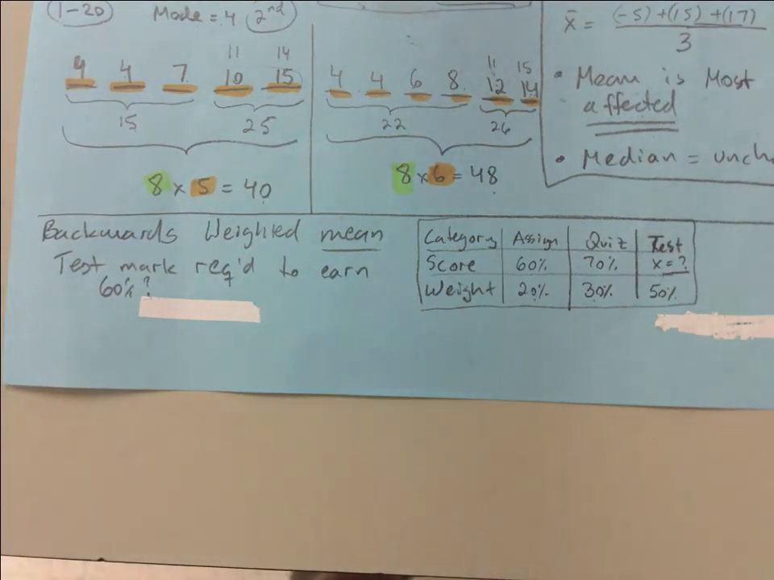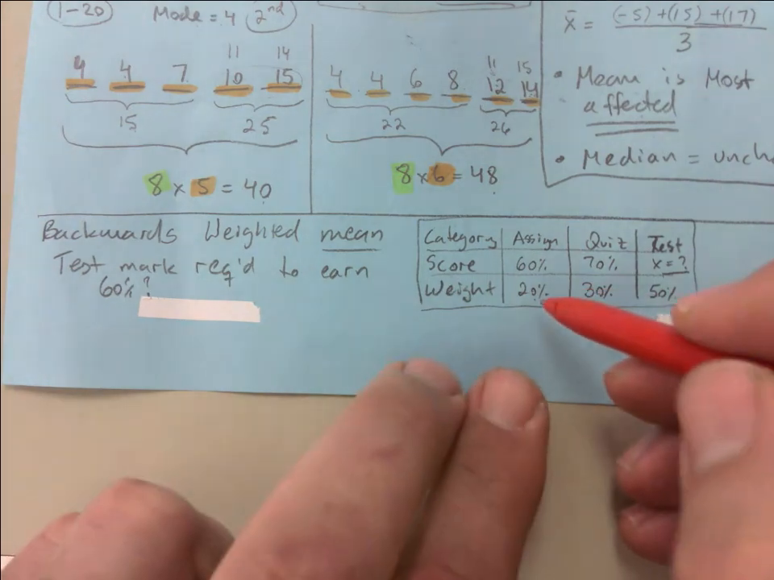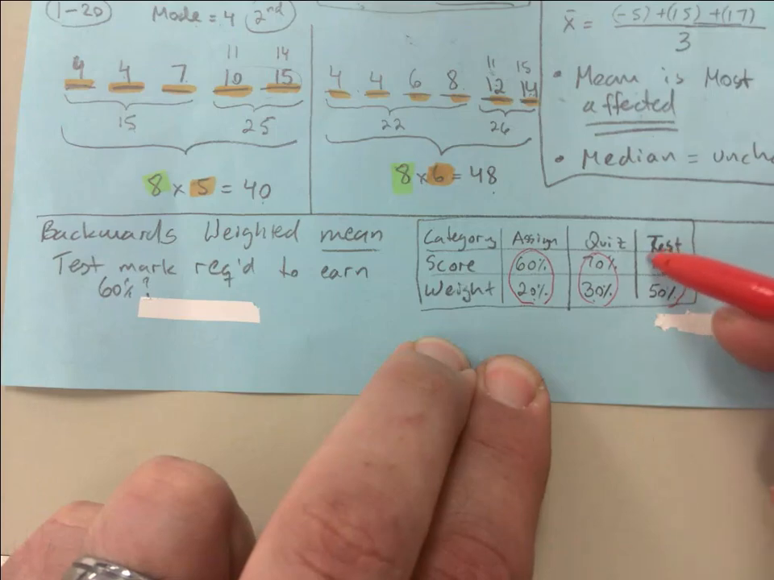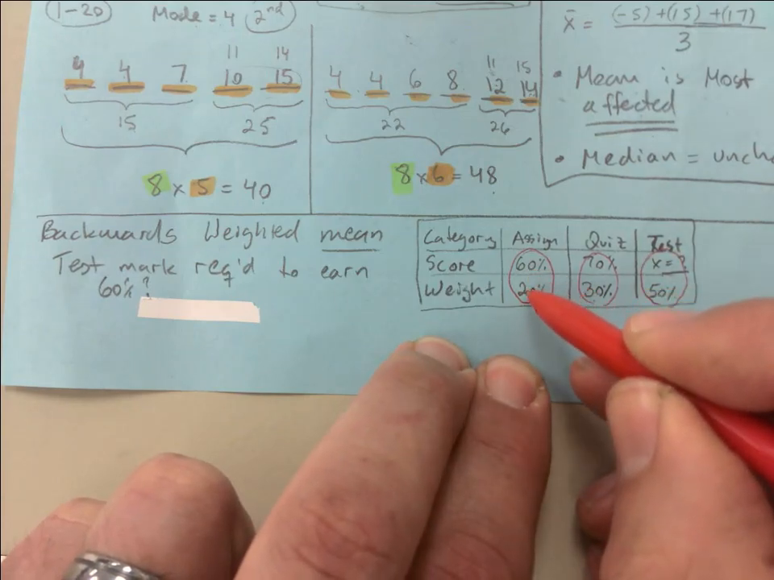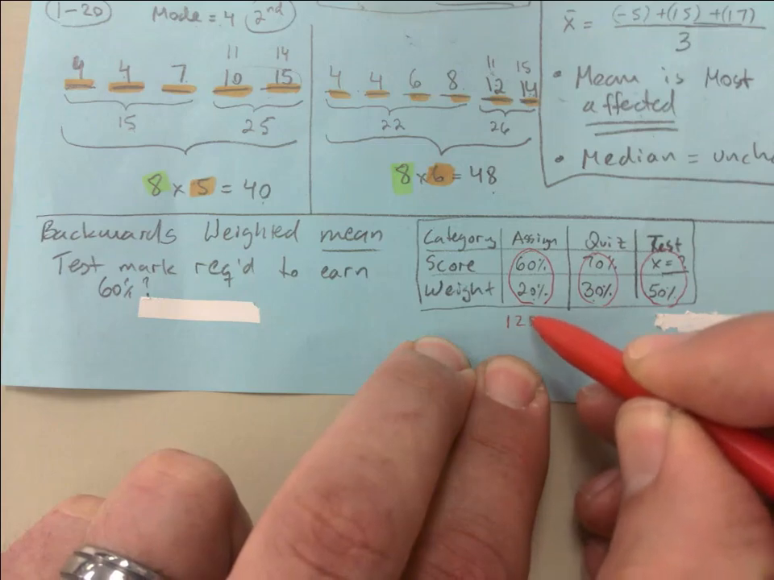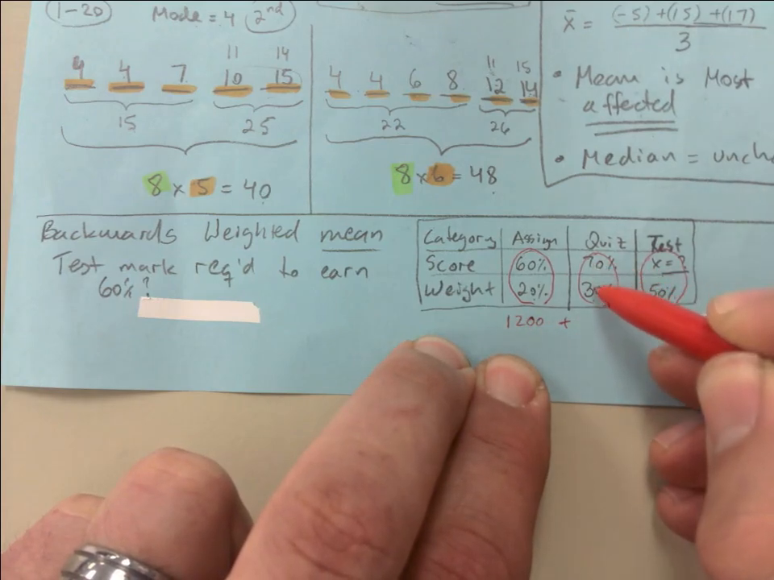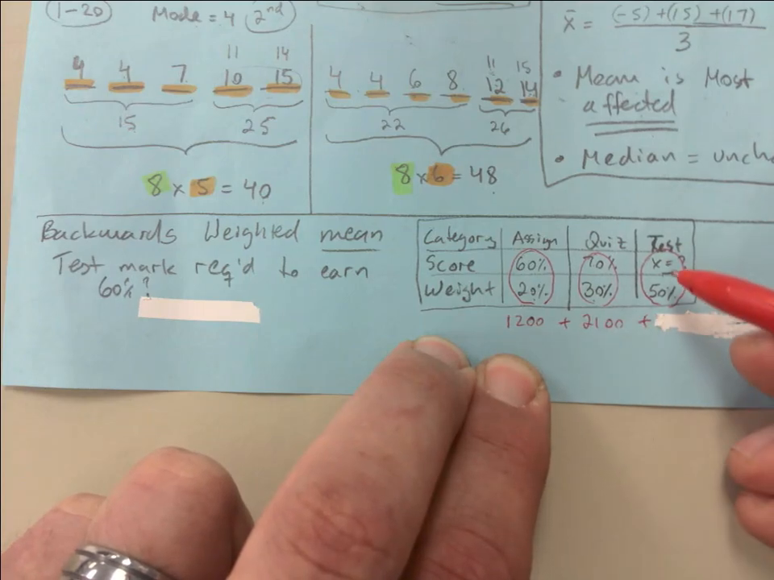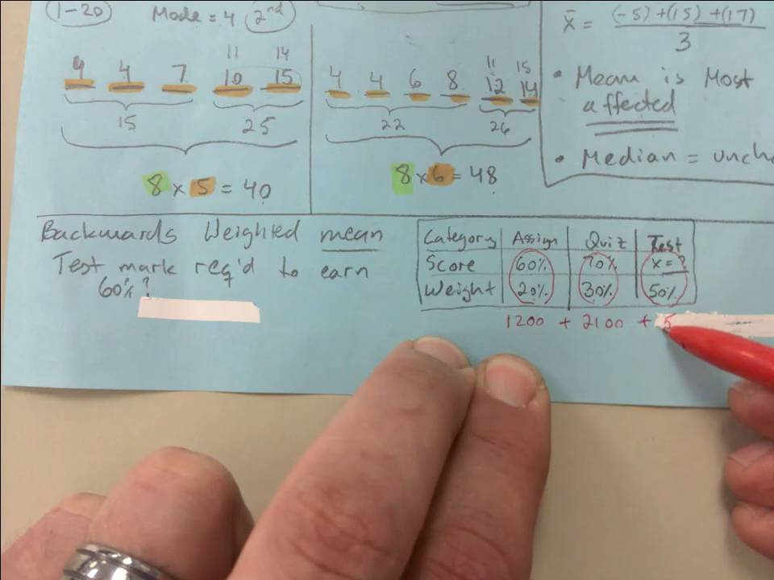I'm going to use some red pens or blue pens, whatever. So I'll multiply first. The 6 times 2 is 12, so it's 1200, plus 3 times 7 is 21, so 2100, plus what are we going to put here? 50x. There we go.